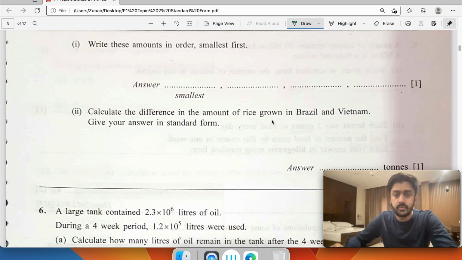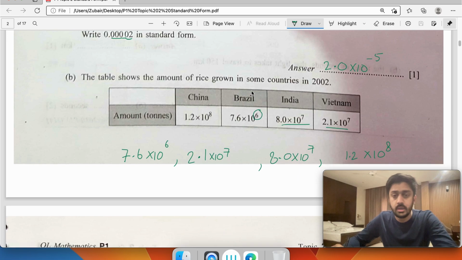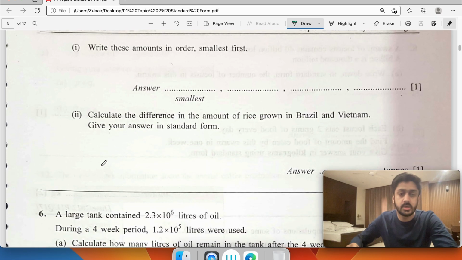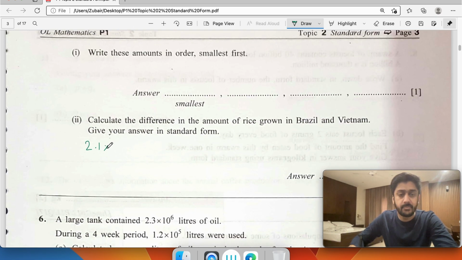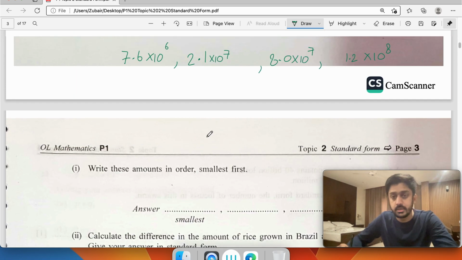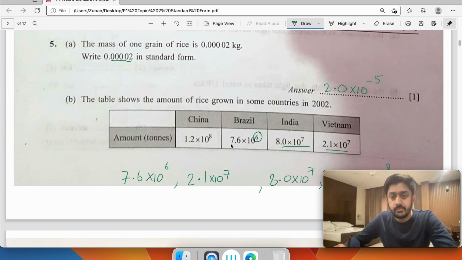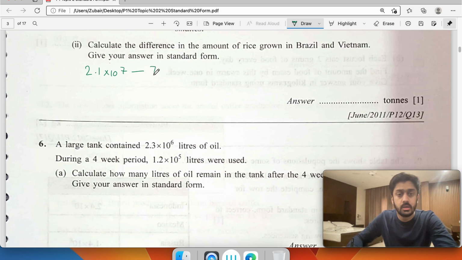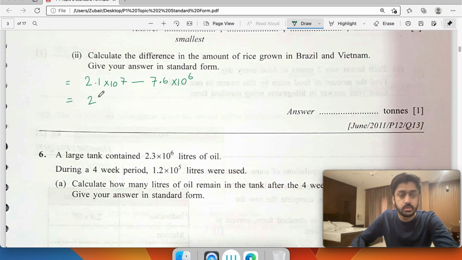Calculate the difference in amount of rice grown in Brazil and Vietnam. This is Brazil, this is Vietnam, this is the larger value, so 2.1 into 10 raised to power 7 minus 7.6 into 10 raised to power 6. So first make the powers same. I'm making this 6. 21 into 10 raised to power 6 minus 7.6 into 10 raised to power 6. 21 minus 7.6 into 10 raised to power 6.